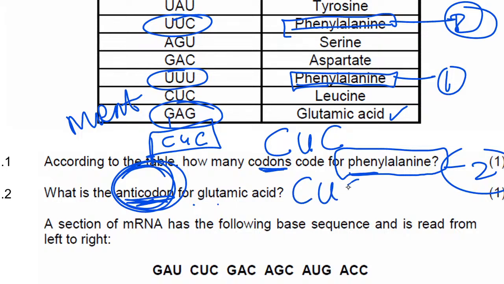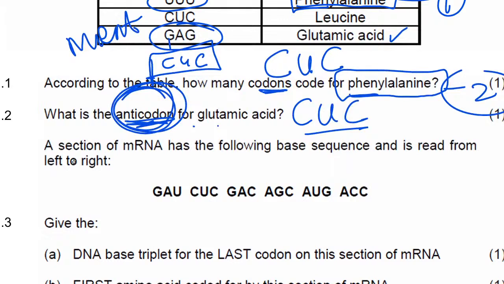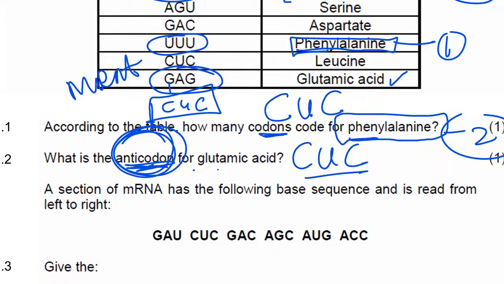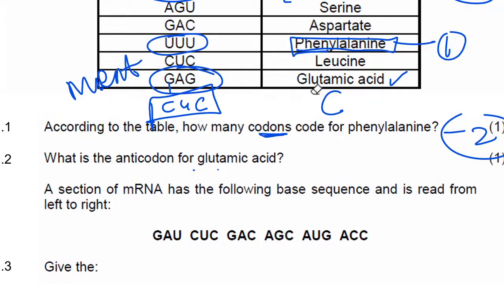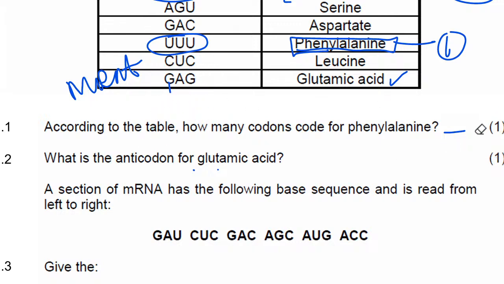I hope you got those answers. If you got a different answer, which is not what we are getting now, you cross it and do the correction. They're saying that a section of messenger RNA has the following base sequence and it is read from left to right. Okay, from left to right.